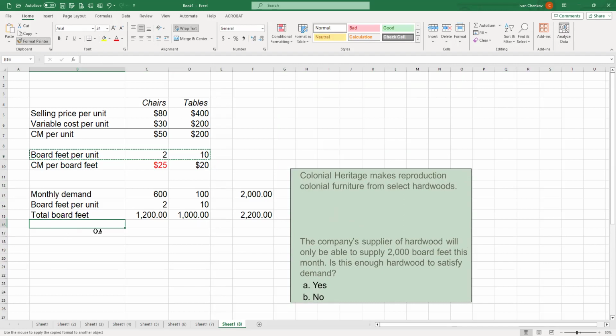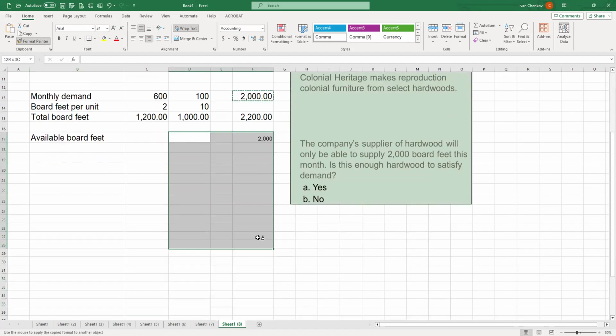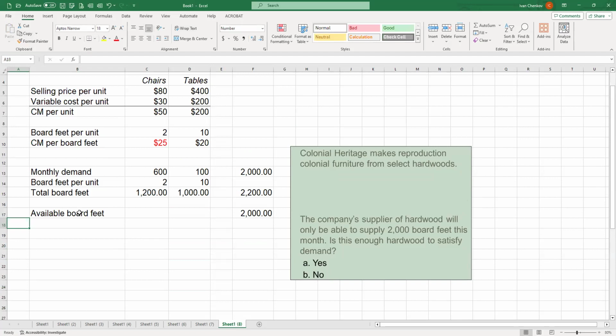So let's do the calculation. Let's see how many chairs we need. So first, we're going to satisfy the entire demand. No, let's start with what is available. How much board feet do we have available? We have available 2,000, correct? That's our availability, 2,000 board feet. For my entire demand, first I'm going to satisfy the demand of the chairs, which is 600. And for those 600, I'm going to need 1,200 board feet, correct?